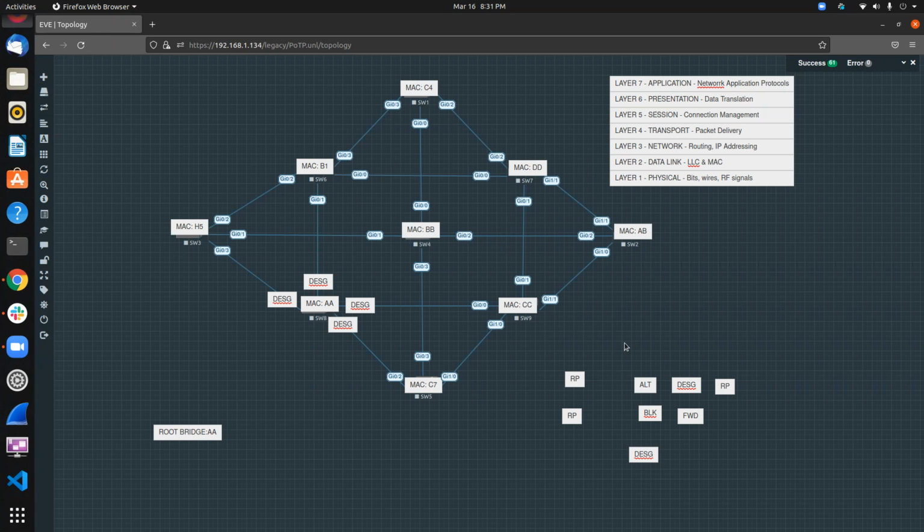Tell me from which switch you're giving the example. From the root bridge, which one? The root bridge is SW8 in my topology, and I'm saying if I'm going from switch 3 to switch 8, MAC H5. Yeah, okay, MAC H5.